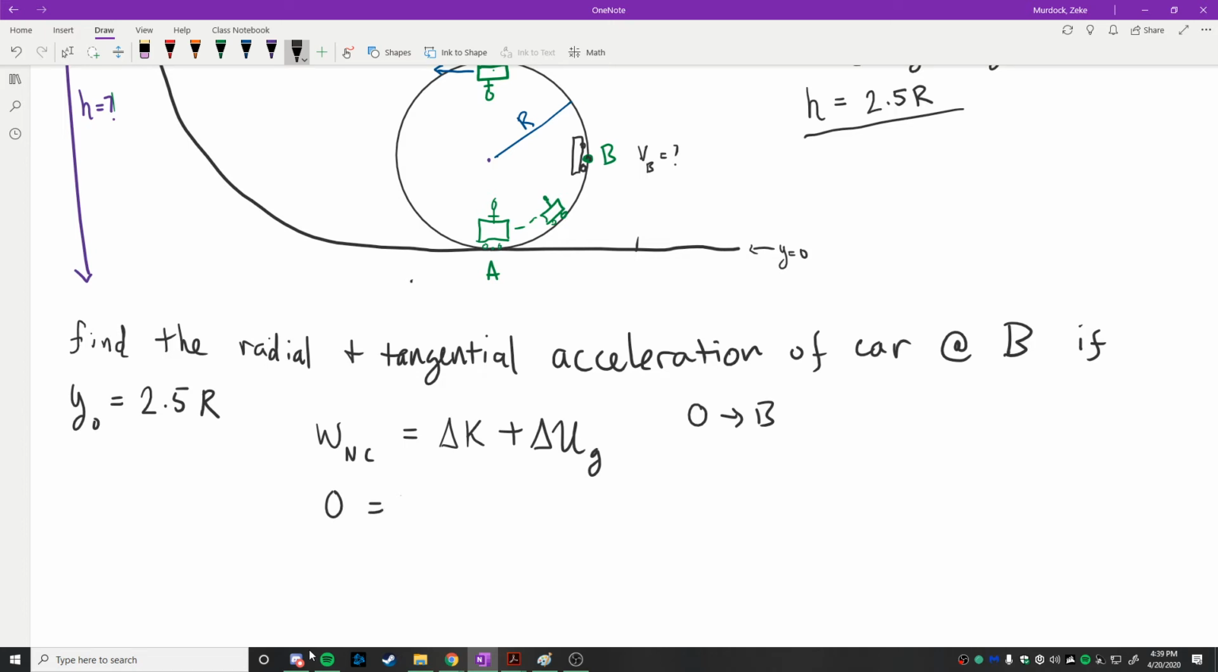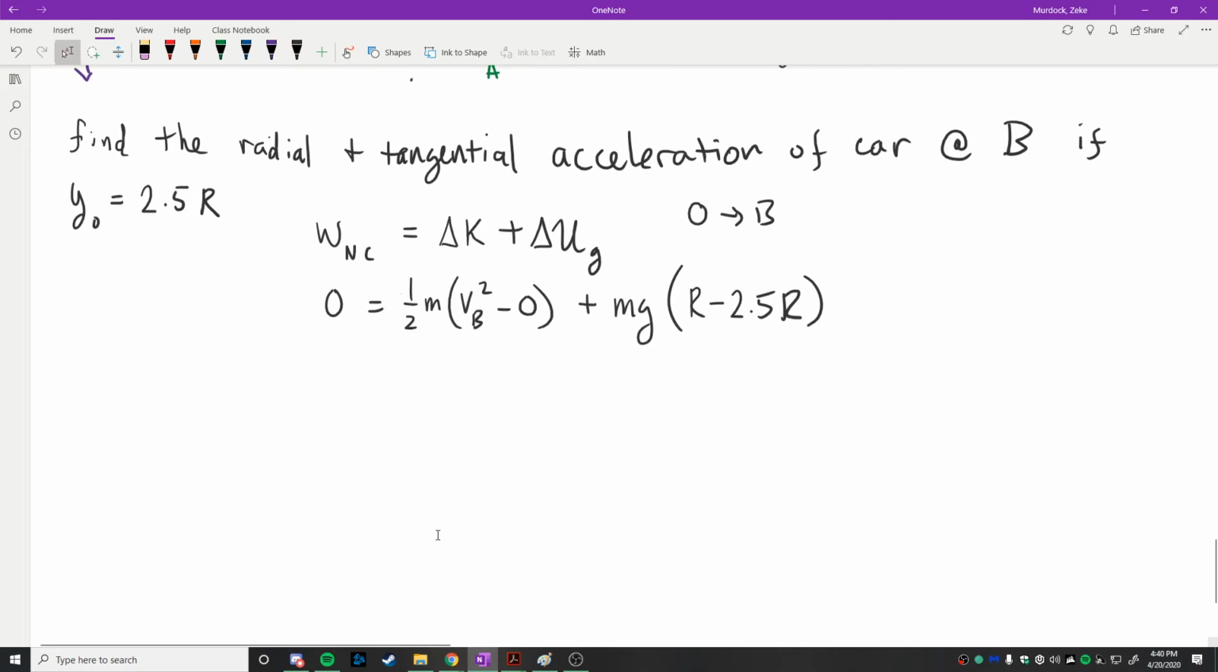So we'll have 0 equals delta k, which is going to be 1/2 mass times the velocity at point b squared minus 0, plus mg times the y-coordinate of point b, which is r minus 2.5r. We're starting from the same position that we calculated in the previous part. And so we can use this to find what VB is. So the masses cancel, and VB is going to be equal to, so this would be 1.5r. I think you're going to get something like this. And I'll let you guys calculate it and see if you get the same thing. That look right to you guys?